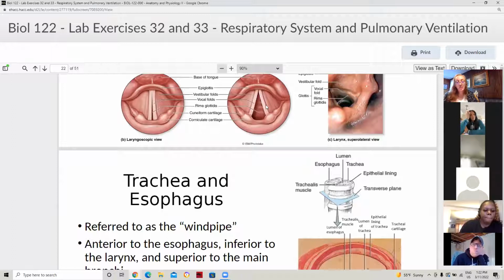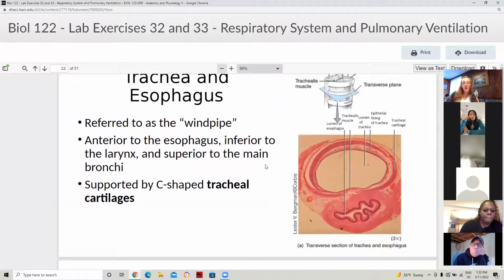So the trachea is referred to as the windpipe, and it's anterior to the esophagus. This is what you can feel right here. If you feel, you can feel the individual C rings all the way down. It's anterior, so it's in front of the esophagus and inferior to the larynx, so below the larynx, and superior, above the main bronchi.